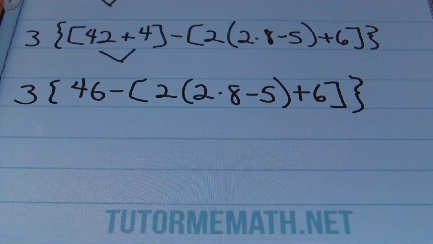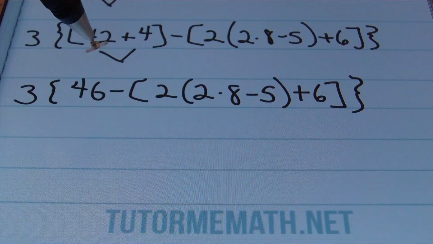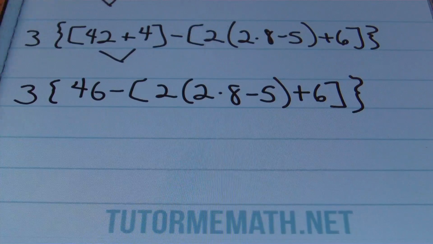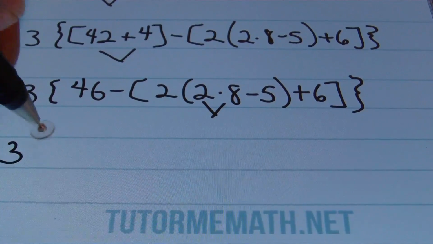Thank you. We're done with that first set of brackets within the braces. So we move on to our second set of brackets, and within that we have parentheses. So that means I'll be multiplying 2 times 8, once again working within our innermost grouping symbol and working our way out. So I'll have 3.